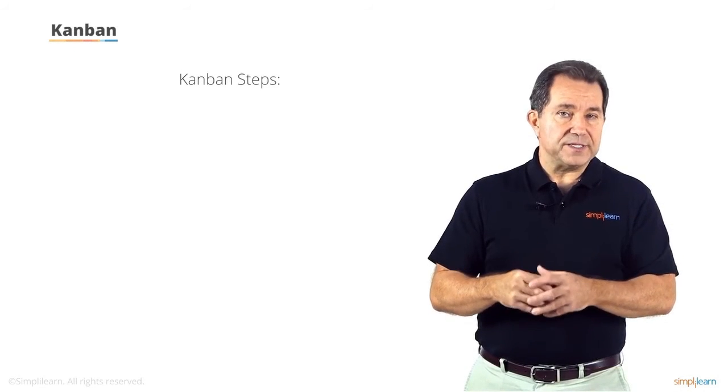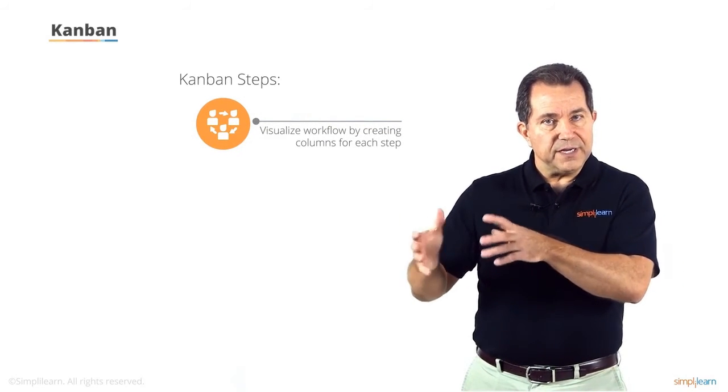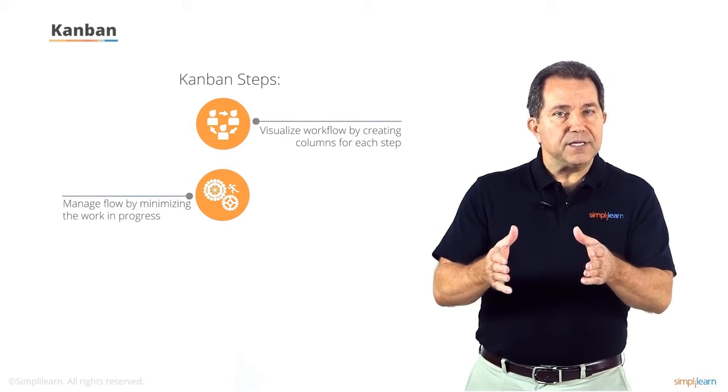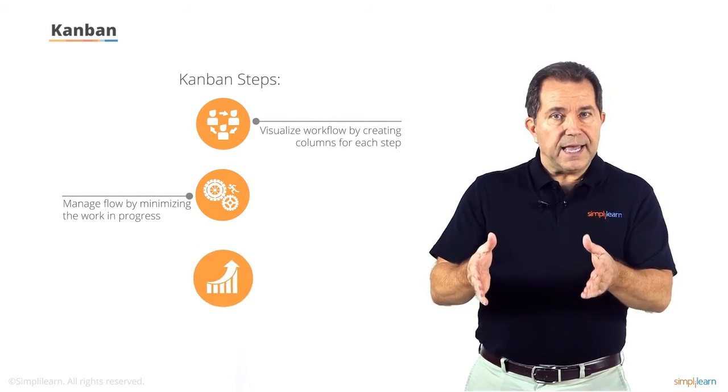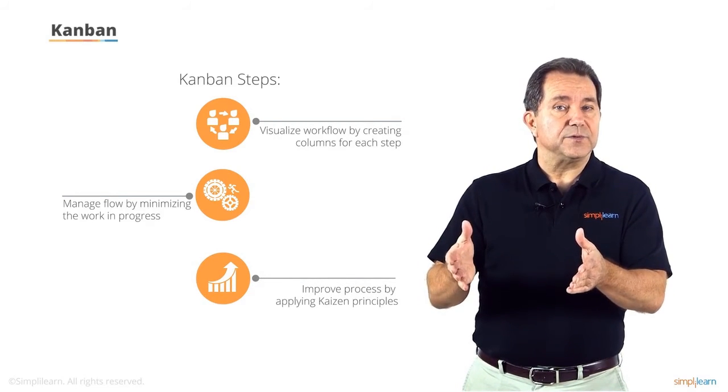Kanban uses 3 steps. Visualize the workflow by creating columns for each step in the process. Manage the flow by minimizing the work in progress. And continuously improve the process by applying Kaizen principles.